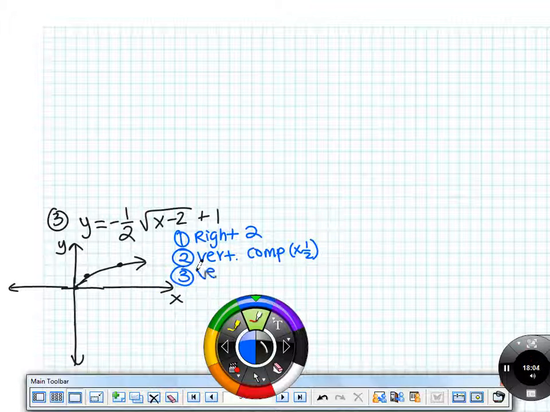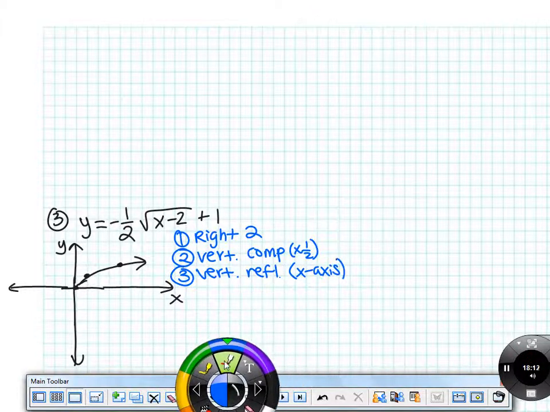We also have a vertical reflection because of the negative attached to the 1/2. Remember that means over the x-axis. And then lastly, we would move everything up 1. Are you guys okay with my list? I made the list this time instead of you guys, but you seem to be pretty good at naming them.